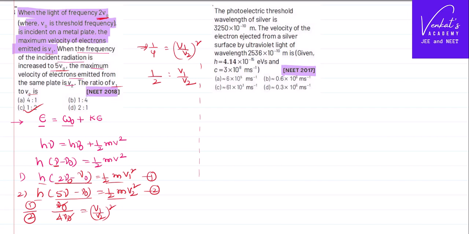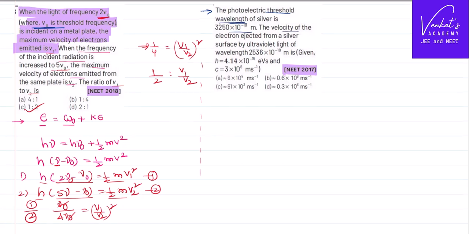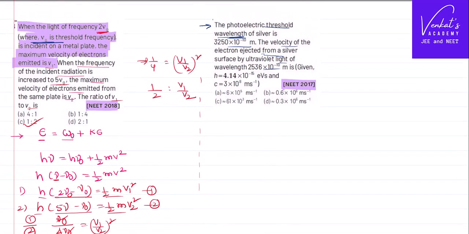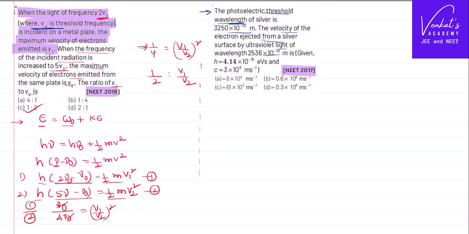Let us solve another problem. That's also a simple concept. The photoelectric threshold wavelength is given; here frequency was given before, here wavelength is given. That's the only difference. What is the velocity of the electron ejected from the silver surface by light of the given wavelength? So I can use the same formula. Einstein photoelectric equation says energy equals work function plus kinetic energy. Energy equals h nu, but in terms of wavelength, hc by lambda equals hc by lambda naught plus kinetic energy, where lambda naught is threshold wavelength, lambda is incident wavelength. Kinetic energy is half mv square.